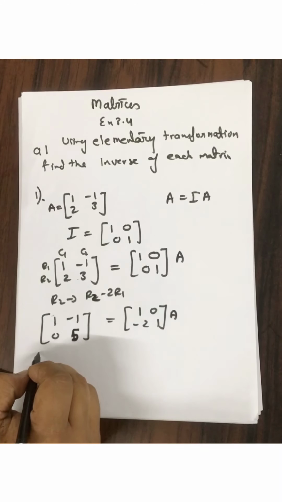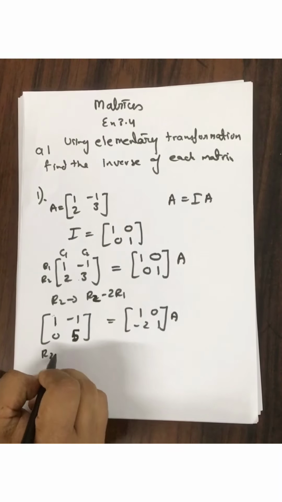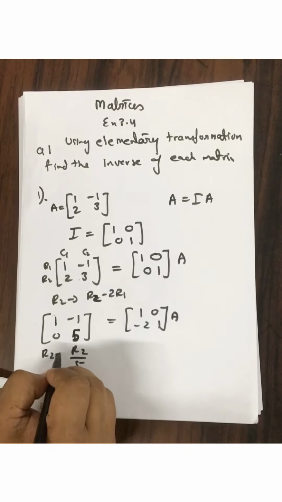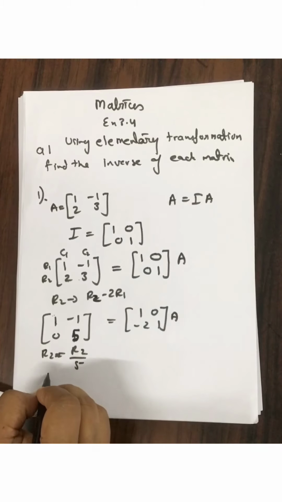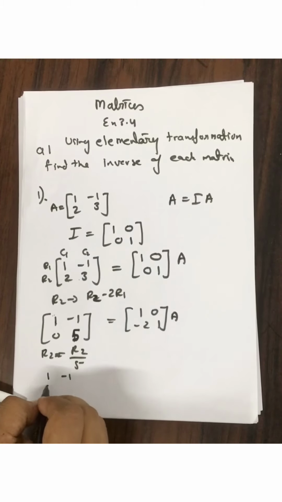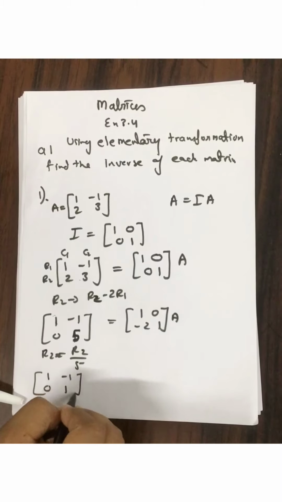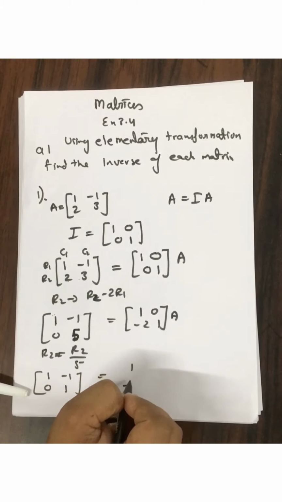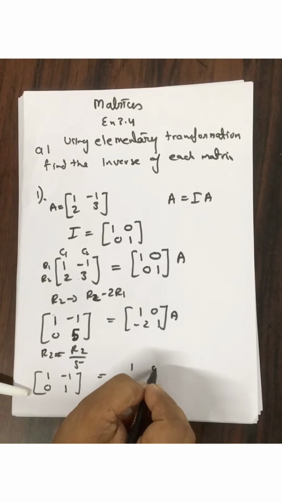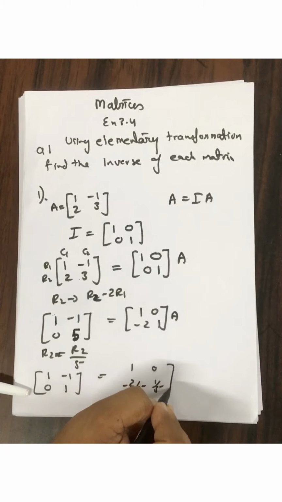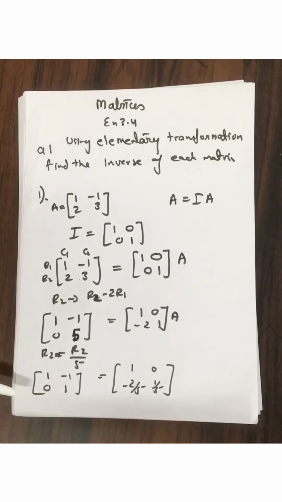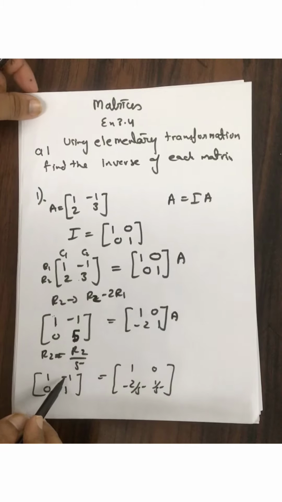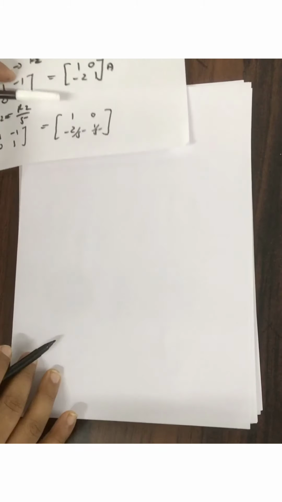Now what we can do, R2 equals R2 upon 5, so that we can get rid of this 5. So 1 minus 1 0 and 1. Oh yes, we got 1. And this side it will become 1 minus 2 by 5 0 and 1 by 5. Why we are doing this? See, 1 0 has come and 1 has come. Now we have to only get rid of this minus 1. So let's do it over here.